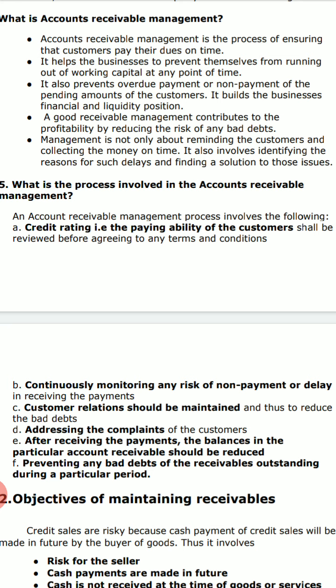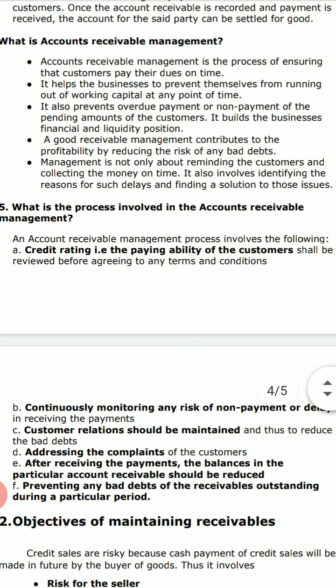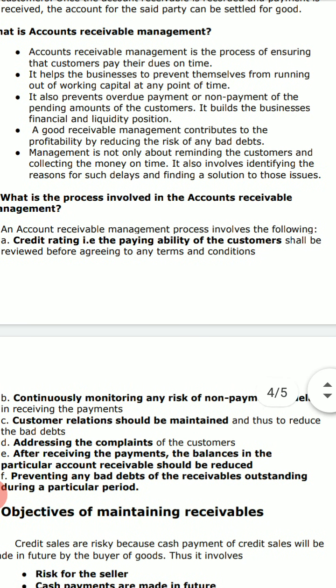Next, it helps the business to prevent itself from running out of working capital at any point of time, because if the AR management is done in the organization, you will come to know when the business is running out of working capital, or maybe when it will be having the money on hand, right? So that position can be known. For that purpose also account receivable management should be taken up.